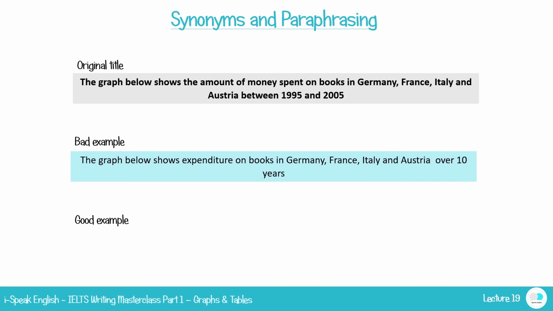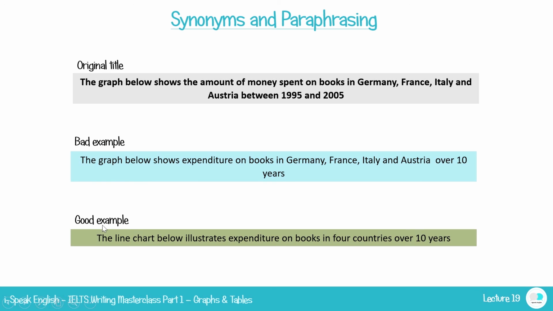Whereas if we look at a good example, we've got the line chart instead of the graph, we have illustrate instead of show, we've got expenditure on books instead of the amount of money spent on books, in 4 countries instead of Germany, France, Italy, and Austria, and over 10 years instead of 95 to 2005. So that's a really good example of using synonyms in paraphrasing. The only thing we'd have to do now is change the structure a little. I've already showed you how to do that in a previous lecture, so you can hop back to that lecture now if you want to remind yourself.